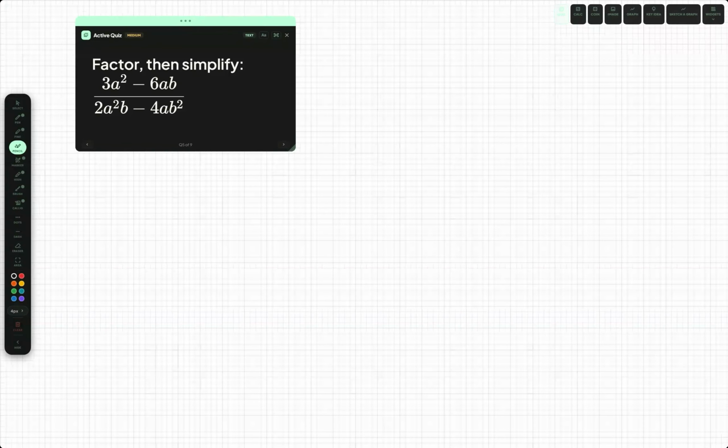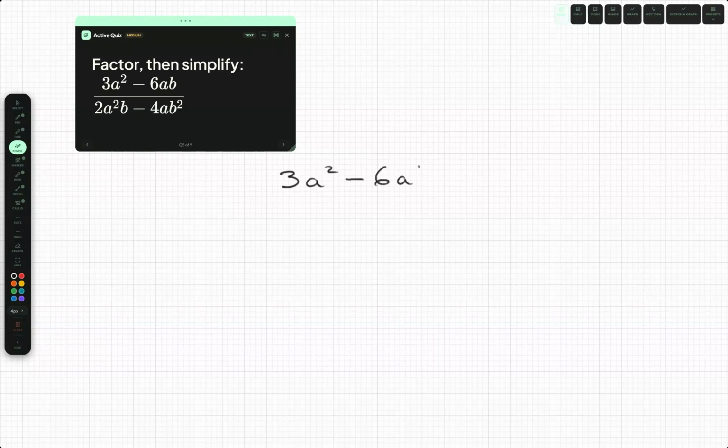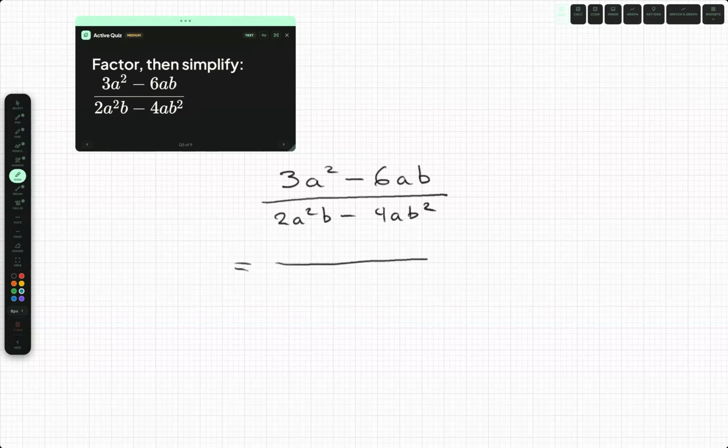Alright, next one, we have 3a squared minus 6ab all over 2a squared b minus 4ab squared. And remember, we are going to do this basically by factoring both the numerator and denominator separately. Okay, so what's our common factor here going to be up the top?